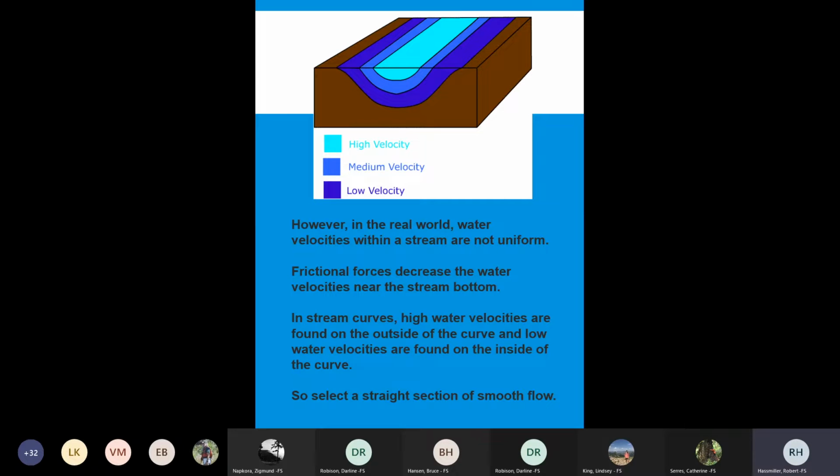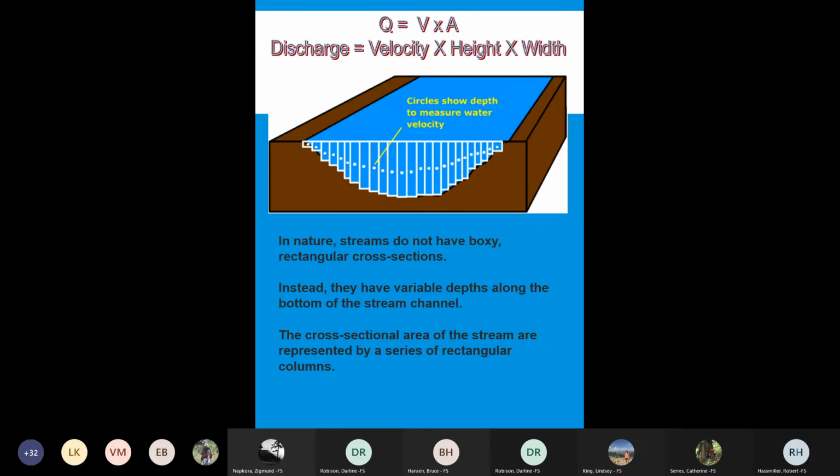So let's take this background and understanding to take a high quality measurement for stream survey and ultimately pick a straight section of smooth flow. That's really what we're looking for. Because those frictional forces are heavier on the bottom, what we're interested in is measuring velocity at about 60% of the depth down. And we know this from many USGS studies.